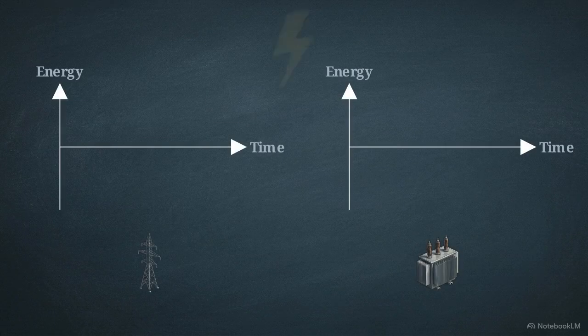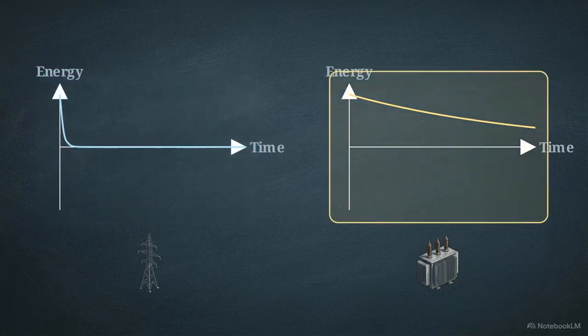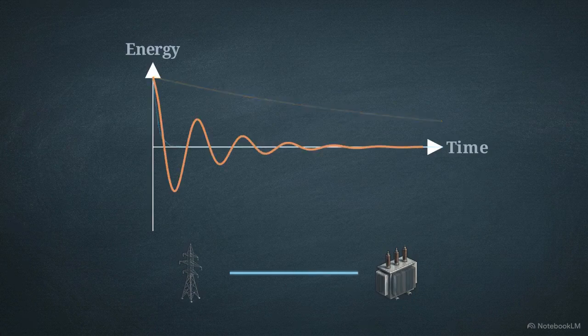If you were to completely disconnect the two, the transmission line's transient energy would die out in milliseconds, while the transformer's would linger for several seconds. But they operate as a single compound circuit. Because they are wired together, their transient oscillations are forced to die down simultaneously.